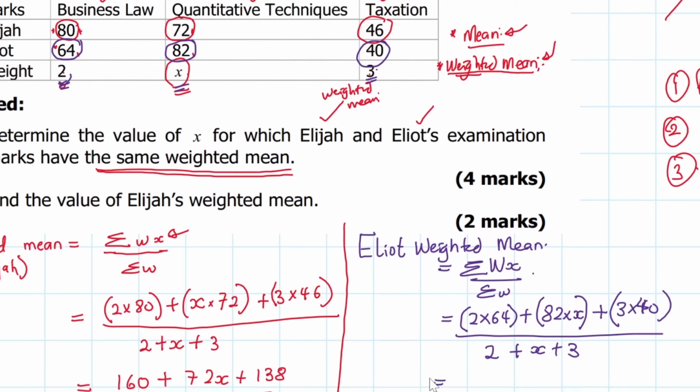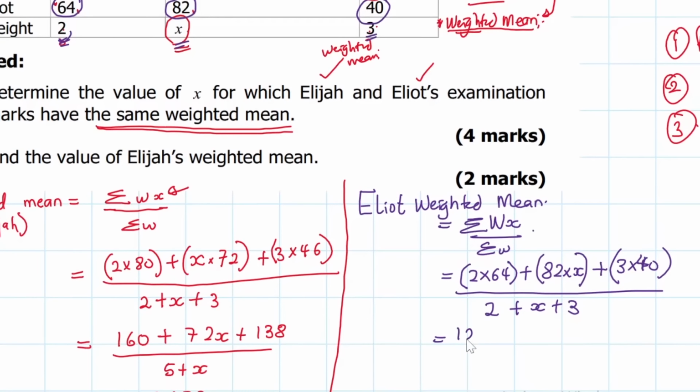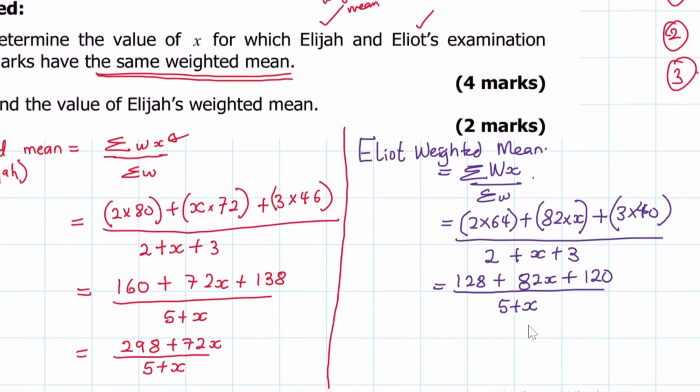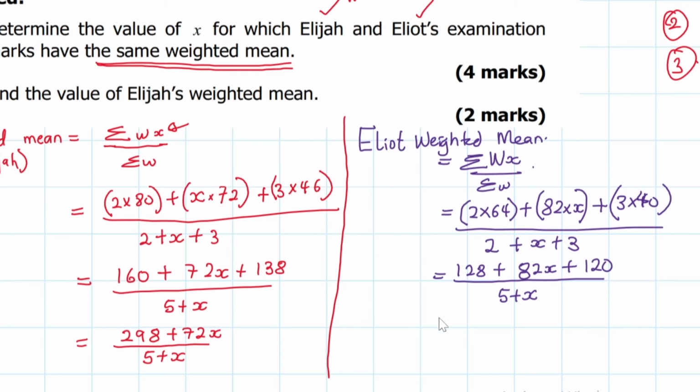Of course, 2 times 64 gives us 128 plus 82x, plus 120, since 120 is 3 times 40. Divide that by 5 plus x. The whole thing becomes 200. When we add the 2, it's going to be 248 plus 82x, divided by 5 plus x.